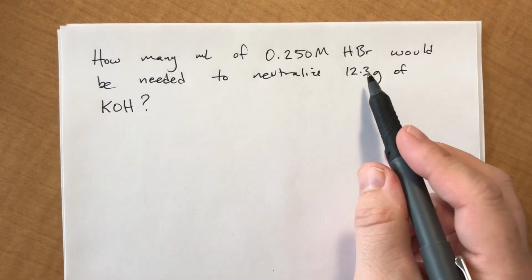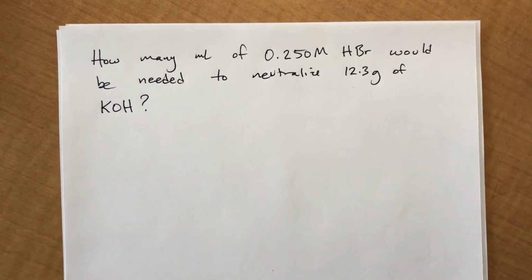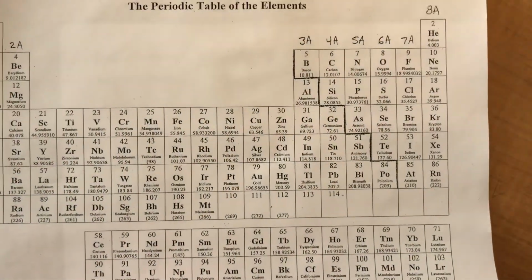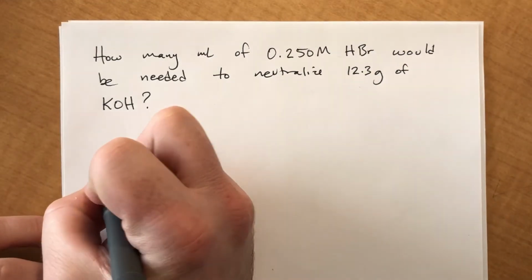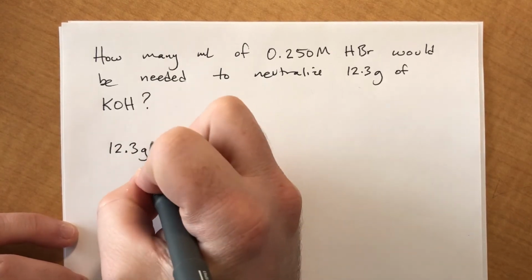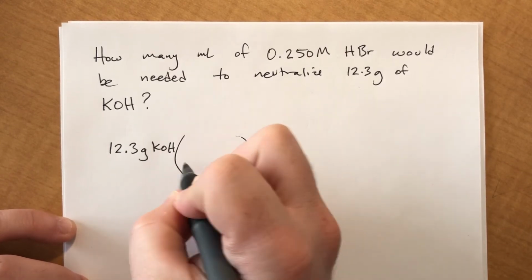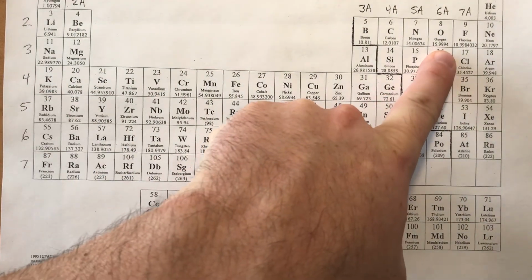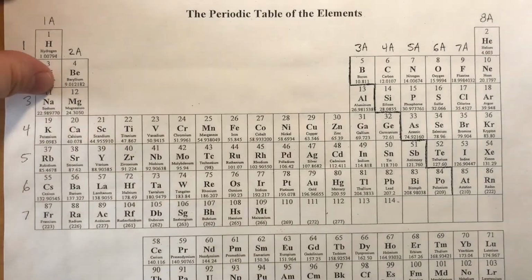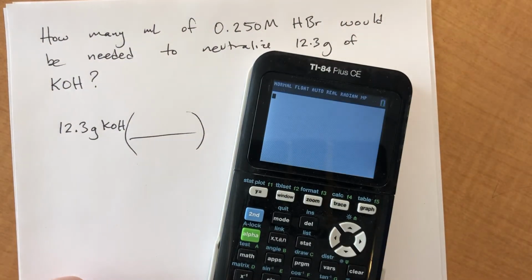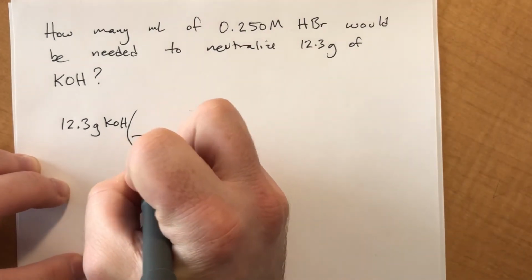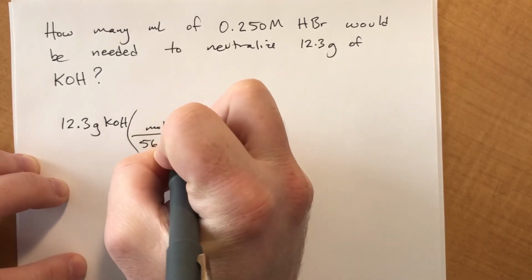Now this one's a little different because this is a mass. We don't know the volume with this HBr, but because we know the mass, we can use the periodic table to convert to moles. So that's what we're going to do first. I'm thinking 12.3 may have been a really big number, but if we get a huge answer, we'll just deal with it. We add up potassium, which is 39.098, oxygen, which is 15.999, and hydrogen, which is 1.008. I got 56.105, and that's grams per mole for KOH.